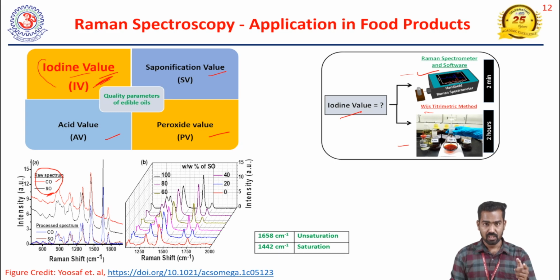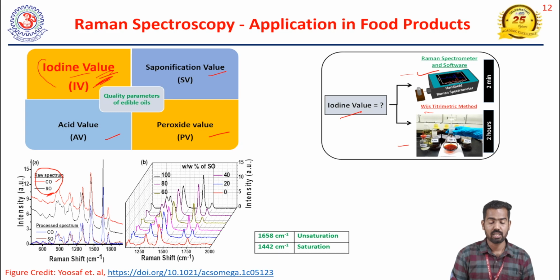I already mentioned that in Raman spectroscopy analysis, we get the vibrational information, the fingerprint information. Definitely we will get information regarding saturation, single bonds, as well as unsaturation, double bond information. And what is iodine value? It is the measure of total unsaturation present in the oil or edible oil.